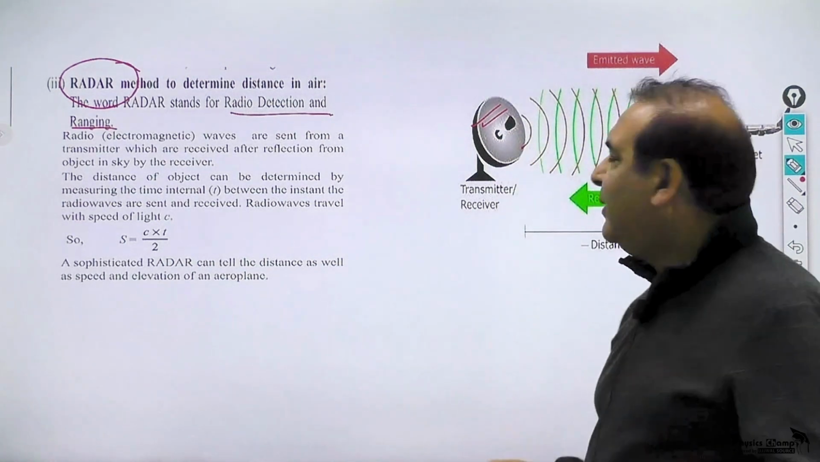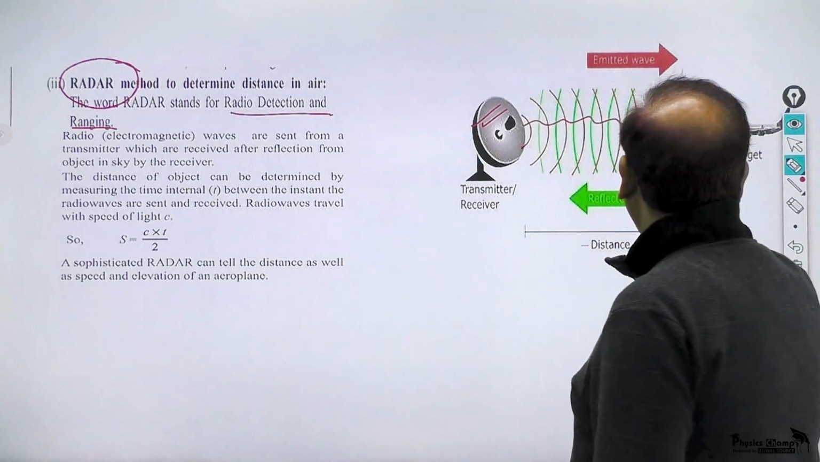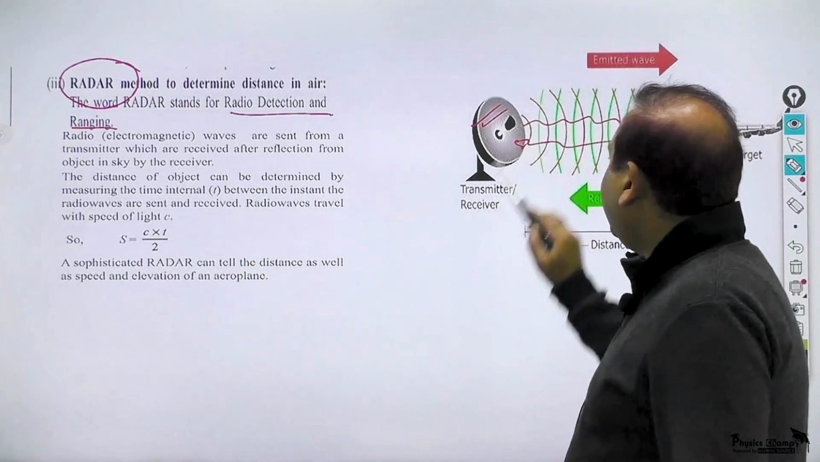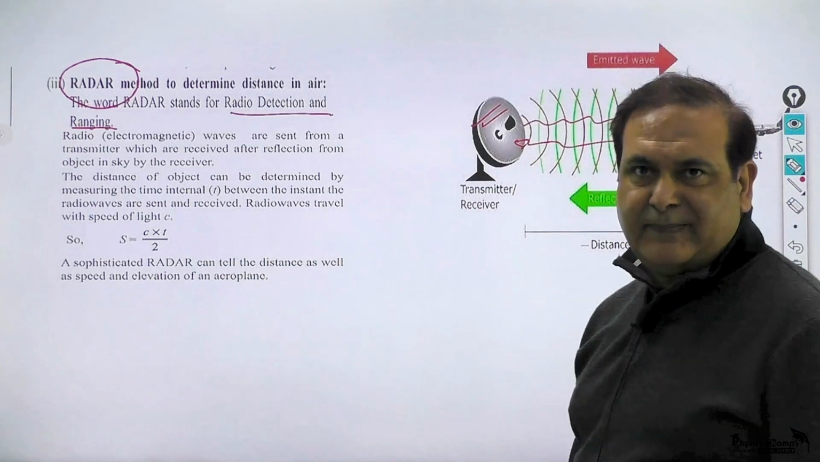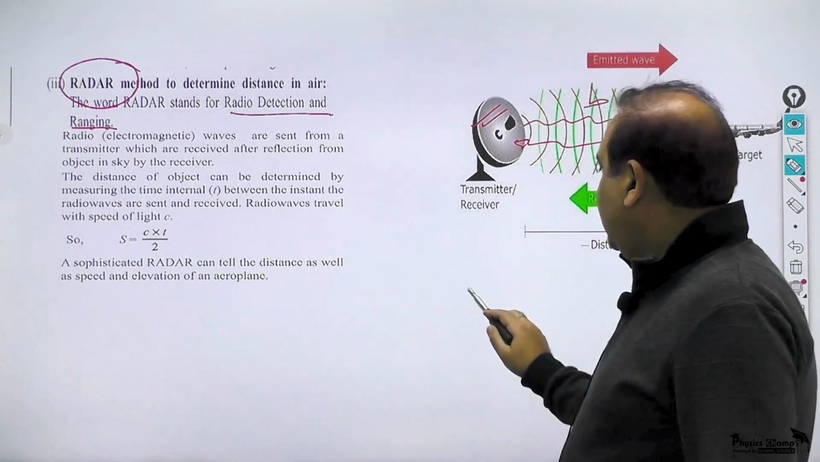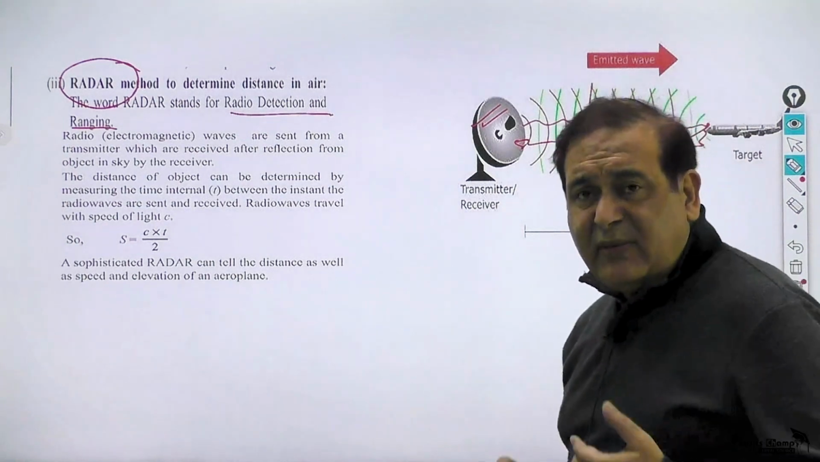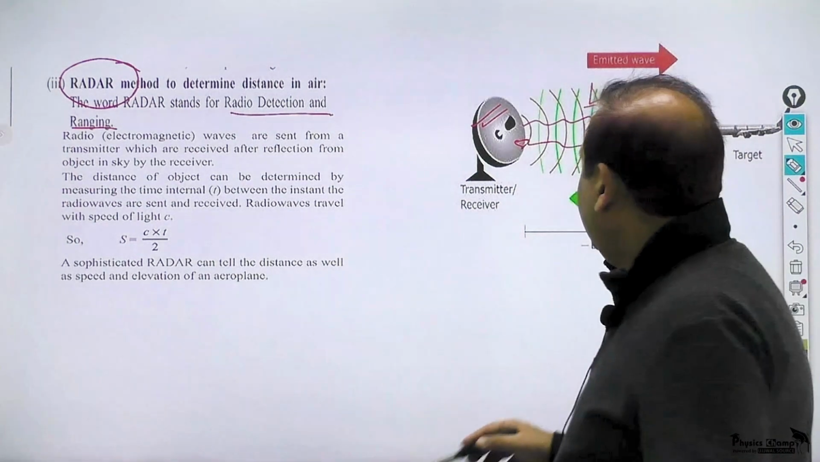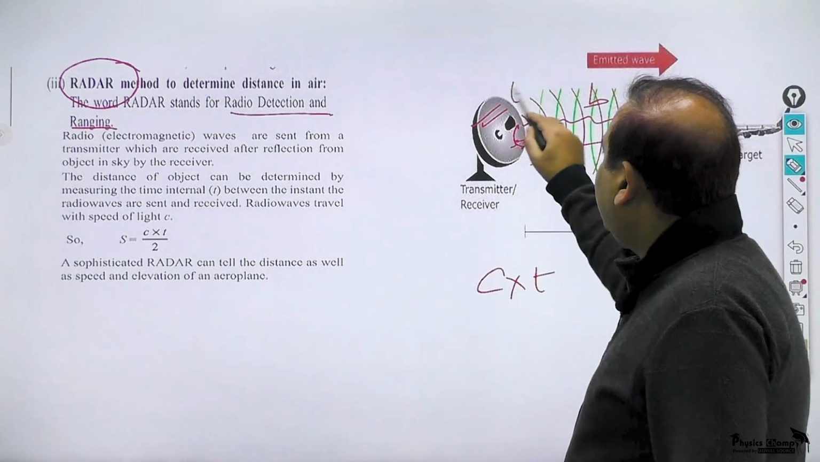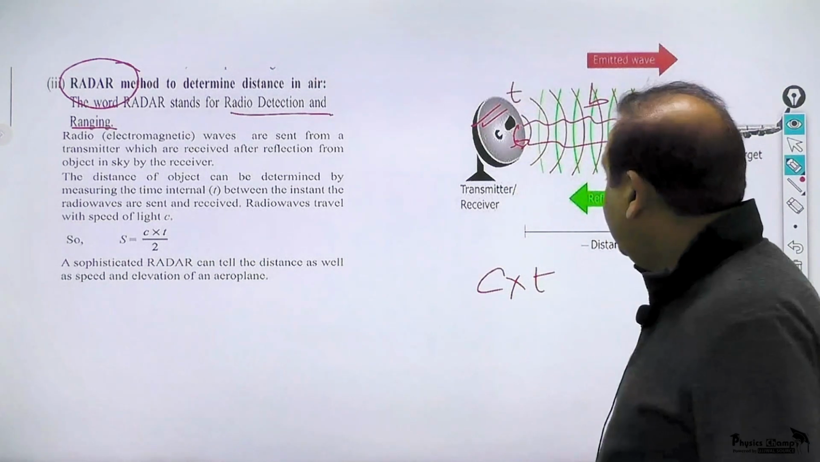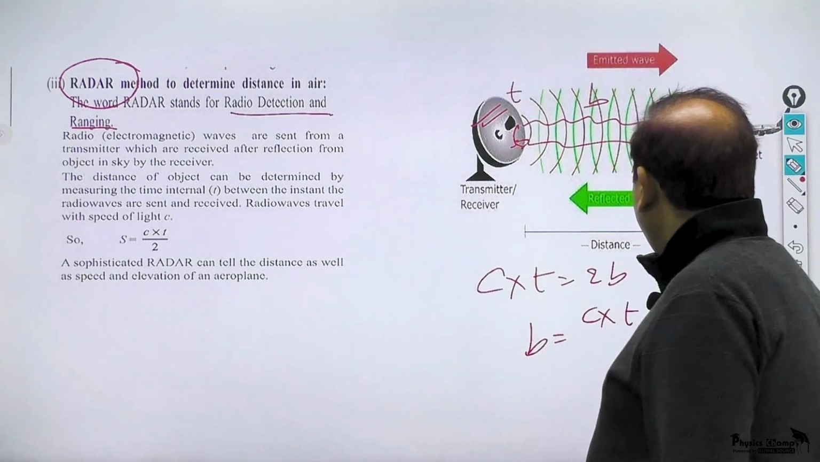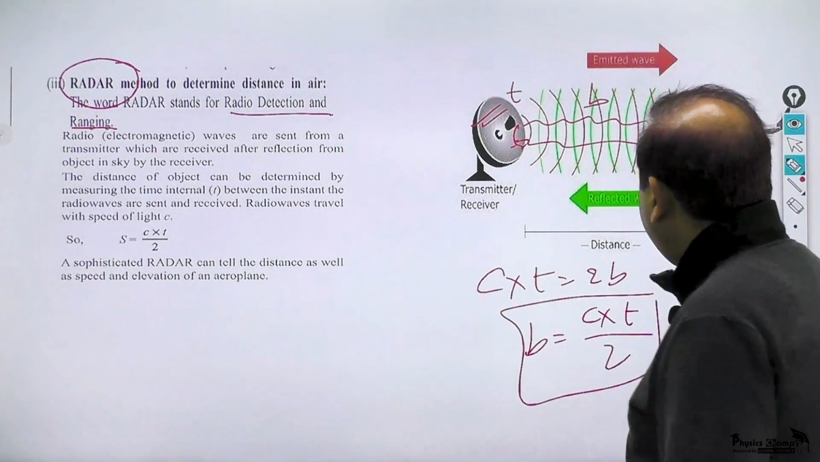as a receiver. A transmitter produces strong electromagnetic waves, and these strong electromagnetic waves are reflected and come back. So again, if the gap is b and the electromagnetic wave travels with the speed of light, you can say c into t. If the time interval between the sending and receiving of the signal is t, c into t is 2b, and the separation of that aeroplane may be c into t by 2.